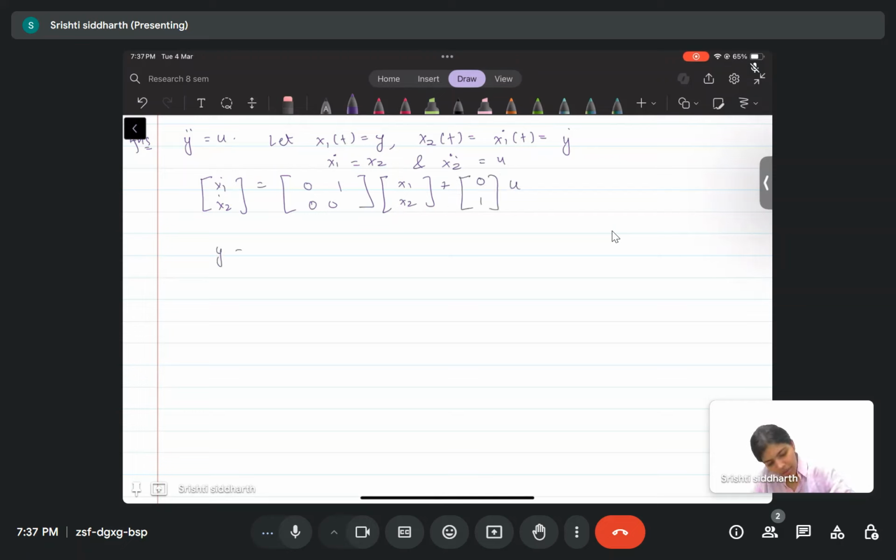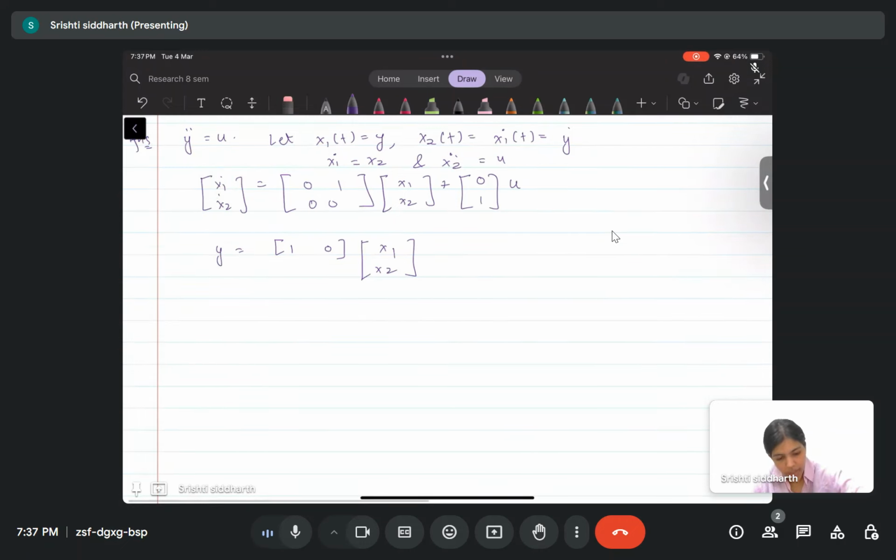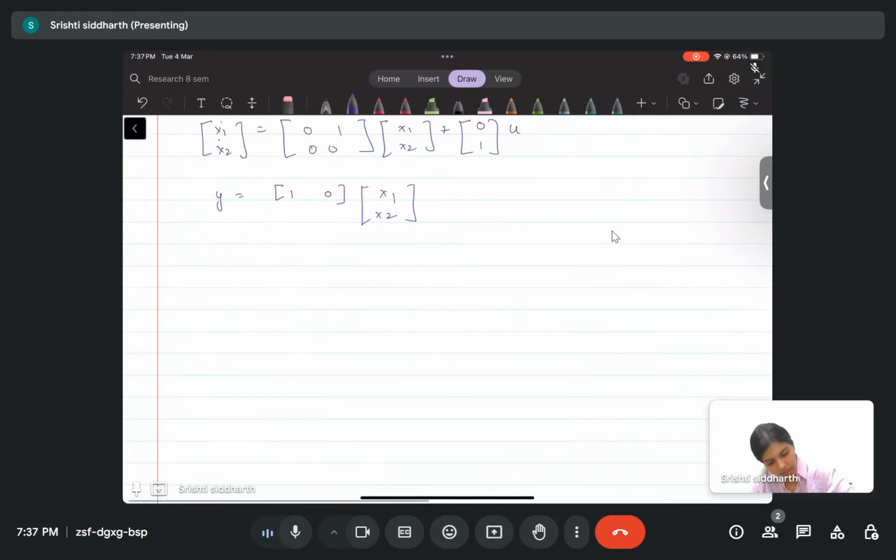y is simply the first state. So 1, 0 times x1, x2. So now we have the system in the standard state space form. So in this case, what does the cost J look like? It is simply the integral of x1 squared plus u squared dt.